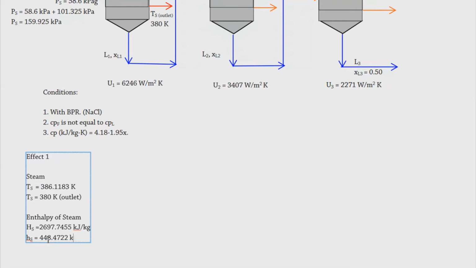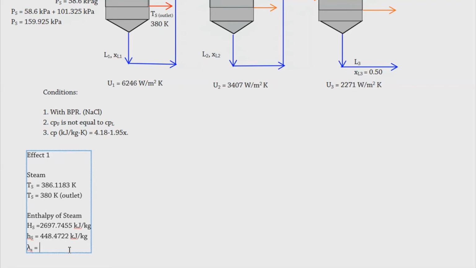Kilojoule. Okay. So, syempre, kailangan natin ng ating lambda S, or yung ating tatawag na latent heat of condensation. Our latent heat of condensation is equal to 2249.2733 kilojoules, same unit lang, no? So, ito naman is nakuha lang dun sa difference ng dalawang yon.